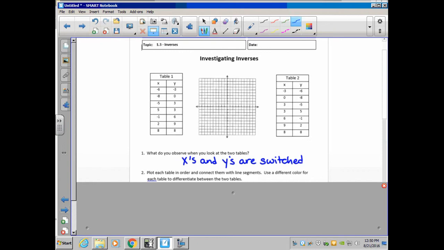Alright, for table 1, I'm going to use blue. So we have -6, -3, -8, 0, and we're connecting as we go, -5, 3, +5, 3, -1, 6, okay, and then 2, 9, and 8, 8.